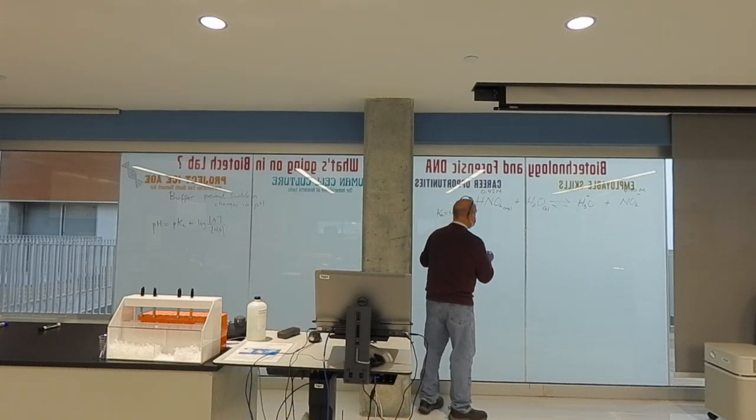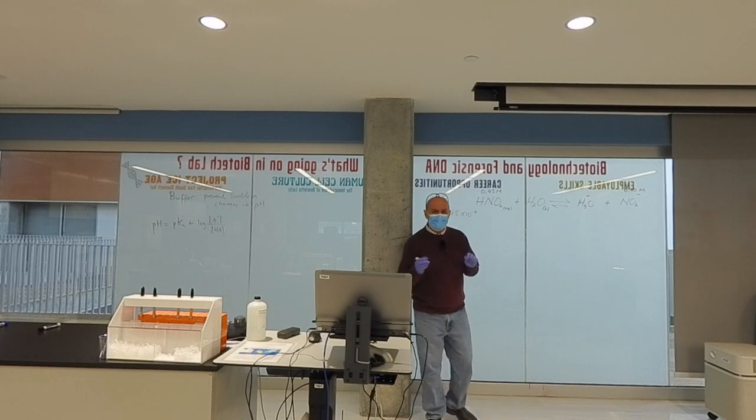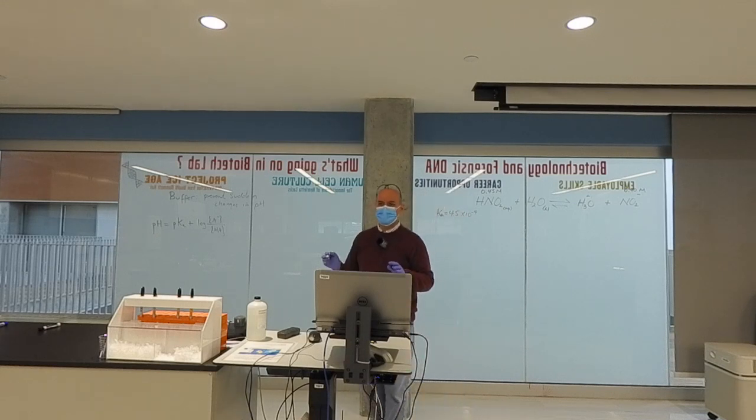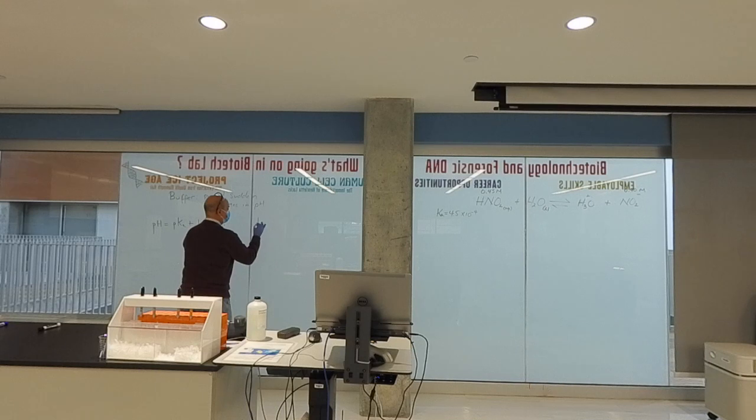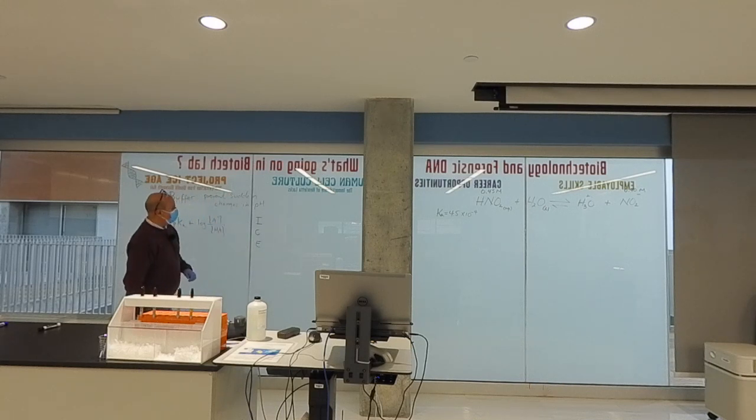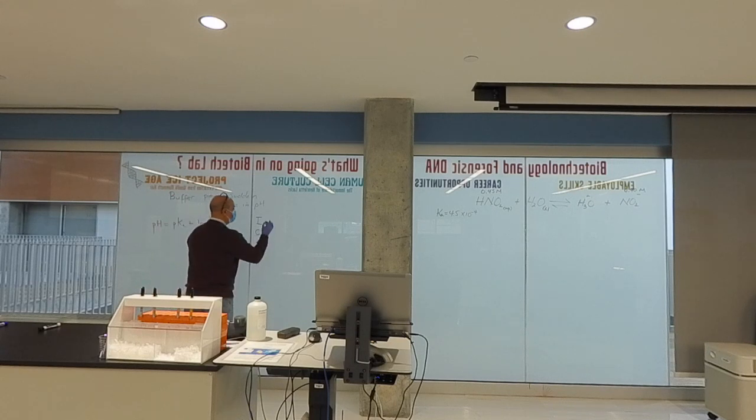So there are these things called the ice tables. Do you have a recollection of using them at all? No? No? Ice tables? No? Okay. So ICE is simply an acronym for initial, change, and equilibrium.